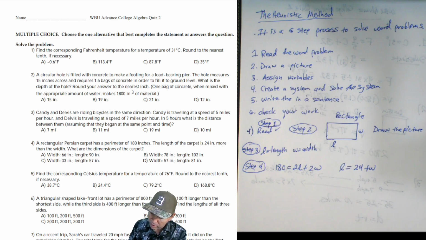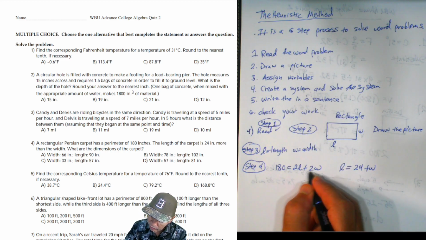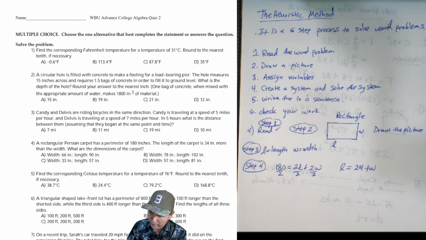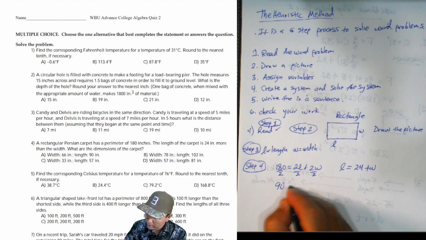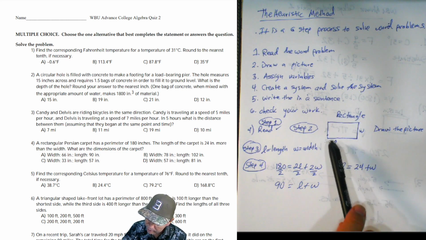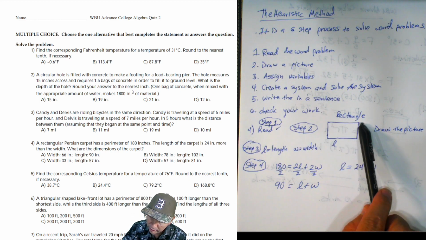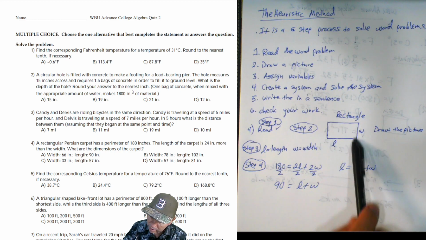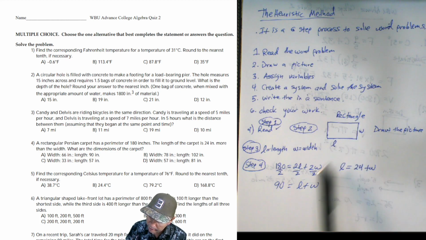Okay, so then there's a trick here. You see how everything has a 2? It's all divisible by 2. So the trick is to just simplify. So 90 is equal to length plus width. You see that? So if the whole way around is 180, wouldn't it make sense that from here to here is 90? And then from here to here is 90? So halfway needs to be 90. So L plus W should be 90.